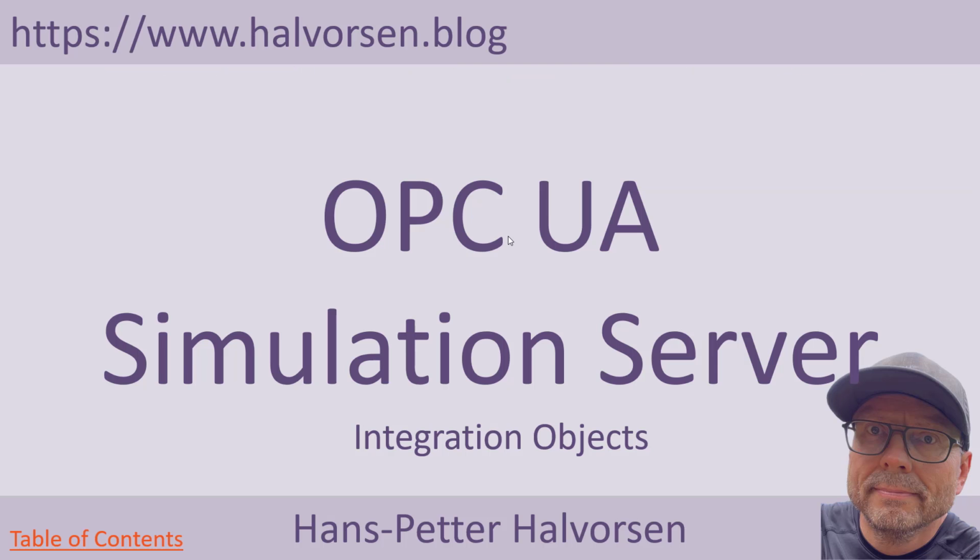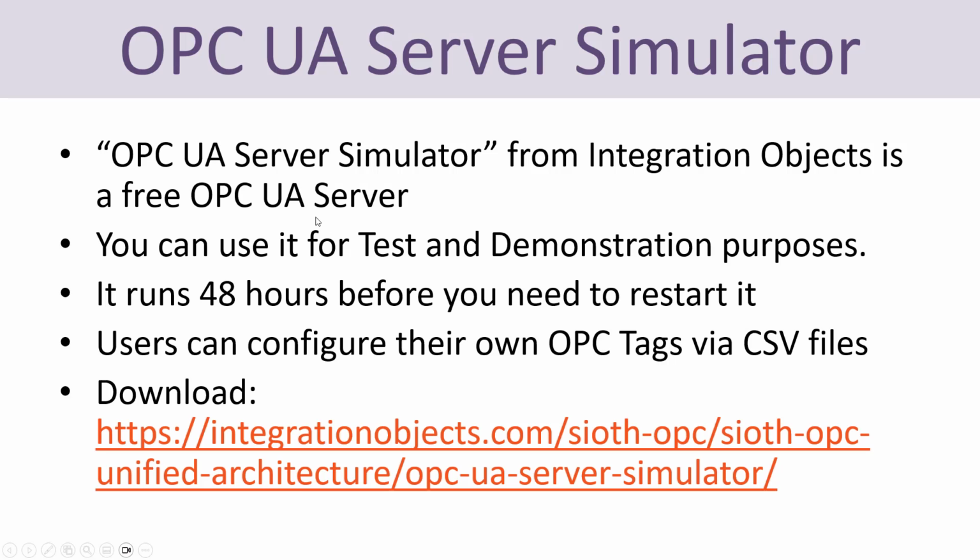So before we start creating these Python scripts or Python applications, it's good to have some OPC UA test or demo software that we can use in order to make sure that our Python applications work as expected. So then we will use this OPC UA simulation server from Integration Objects. This is a free OPC UA server that you can use. So you can use it for 48 hours for free. And after 48 hours, you basically just need to restart the server in order to continue to use it. Of course, you can also pay for it and then use it 24/7.